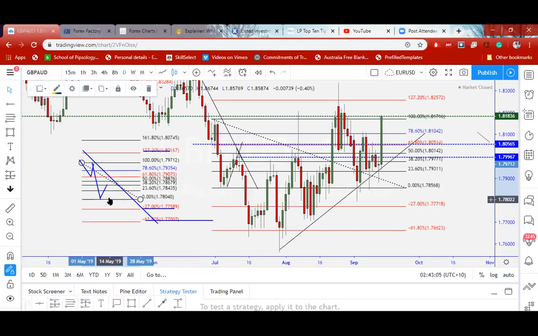So basically, the pullback is coming. Normally we wait in the 61.80 or the 78.60. Now the blue one is the counter trend line, and it's only tapped the 38.2. If you think about it, the reason why we take the 61 and the 786 is because it gives us the greatest risk to reward.